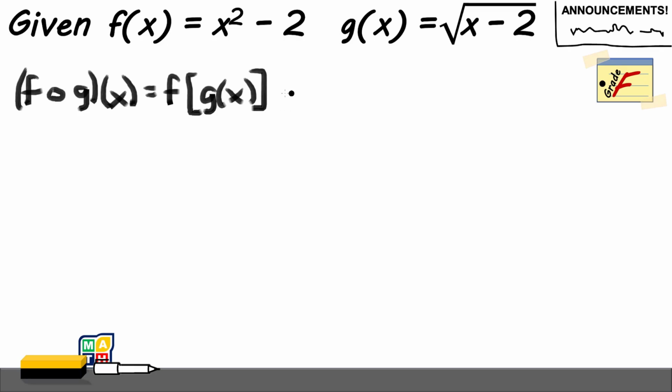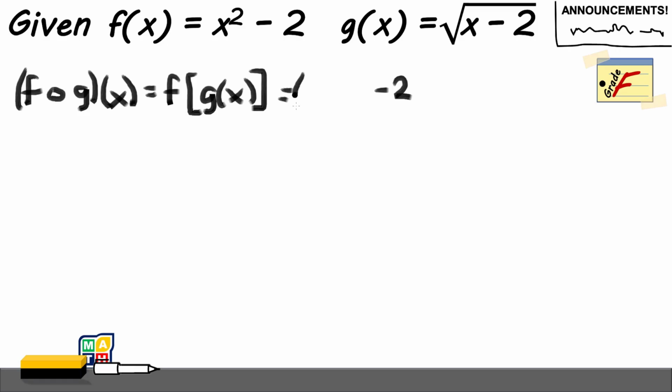Your f of x is x squared minus 2. So you have x squared minus 2. Now, we are going to change this x into the g of x. And we know that g of x is the square root of x minus 2. So you will have it like this.